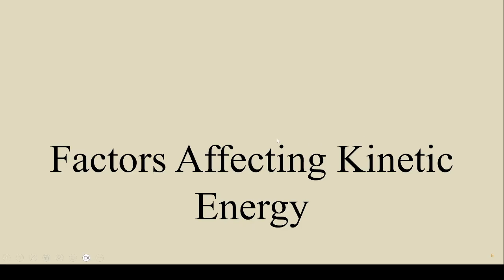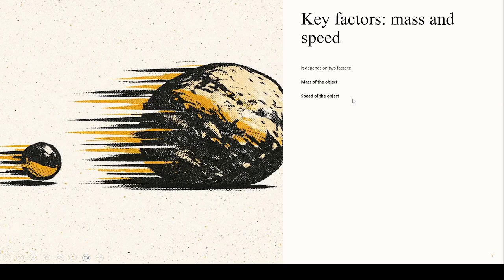Cool. So two factors affect kinetic energy. What are they? Mass of the object and speed of the object. You can see the big rock and the small ball. Now let's say they have the same speed, then the rock seems to have more mass in this particular picture. So it will have more kinetic energy.